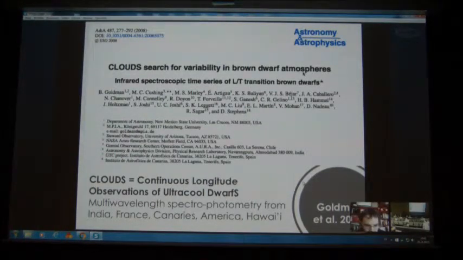Well, we eventually published within a large international collaboration called CLOUDS, Continuous Longitude Observations of Ultracool Dwarfs. We published our preliminary results on this, and we coordinated our spectrophotometric observations with telescopes in India, France, the Canary Islands, North America, and Hawaii. But the main issue was that the variability that we were detecting was not convincing.